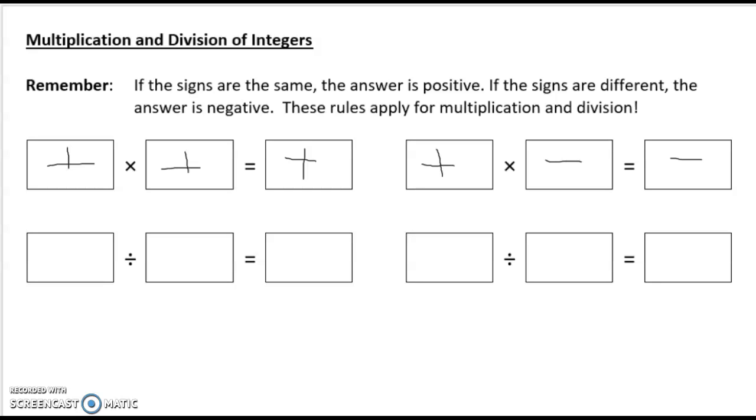Same thing goes with dividing. A positive divided by a positive is a positive. A negative divided by a negative is also positive. And then here we can have a positive divided by a negative. Our answer is negative. Or you could have had vice versa, a negative divided by a positive, and your answer is negative. So let's do some examples together.